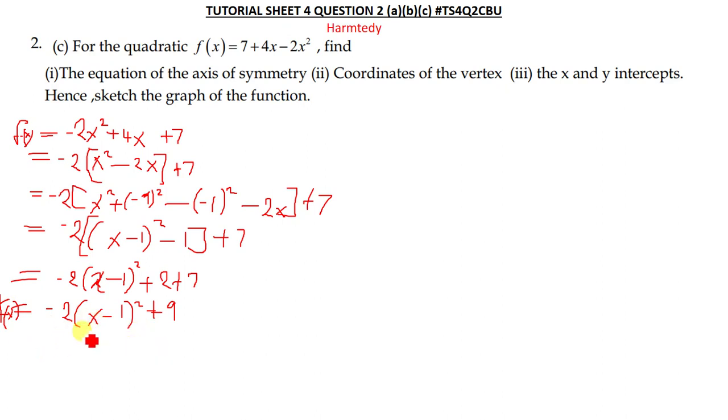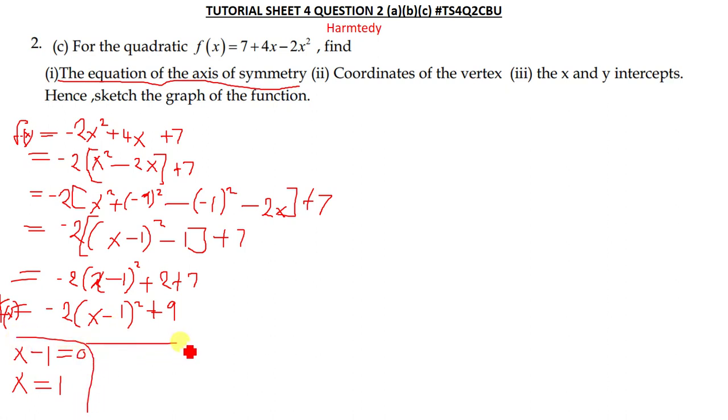To find the line of symmetry, you just get what is in between here and equate it to 0. So when you equate this to 0, you are going to have x being equal to 1. So we have answered the first part, the equation of the axis of symmetry.